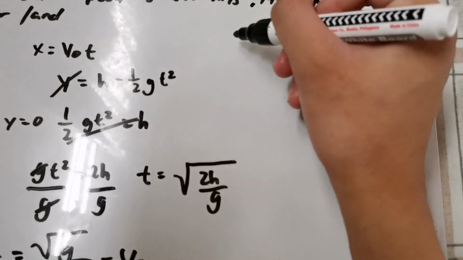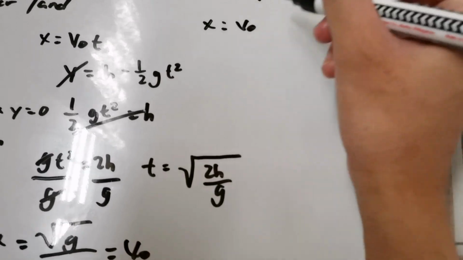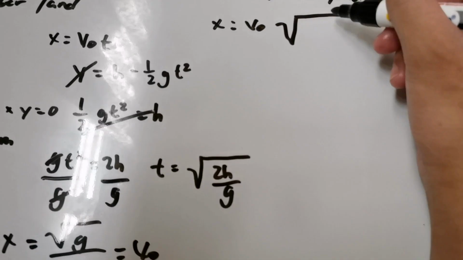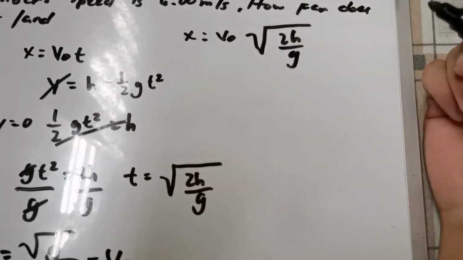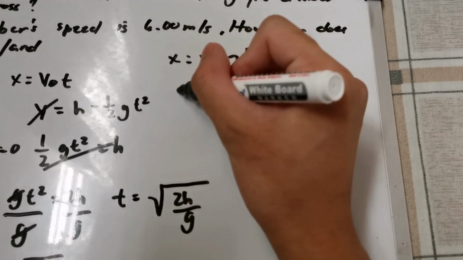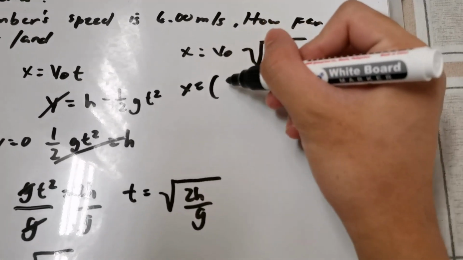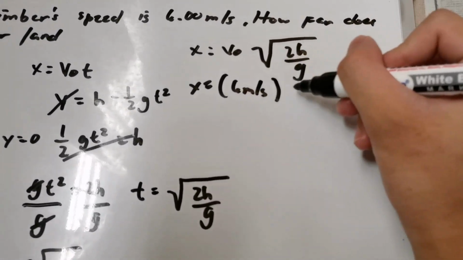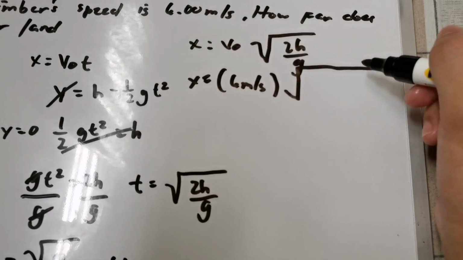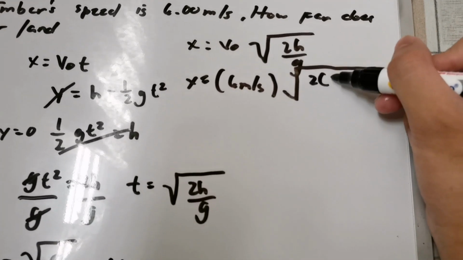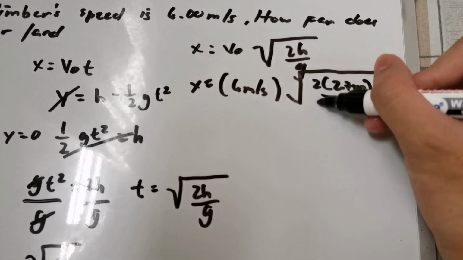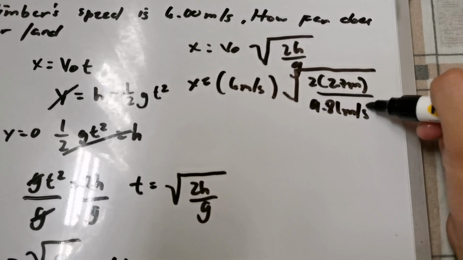So, x equals v sub o times the square root of 2h over g. So ayan. So substituting the values, x is equal to 6 meters per second times the square root of 2 times 2.74 meters over 9.81 meters per second square.